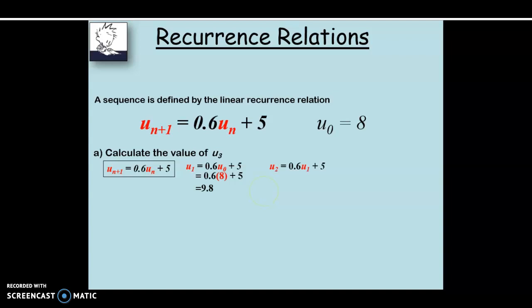To get u2, I need to take 0.6 and multiply it by my current value, which is 9.8, and add 5. So let's substitute in 9.8 for u1, calculate it, get 10.88. To get u3, I need to take 0.6 times u2, which is my current value, and add 5. So we'll substitute in the 10.88, calculate it, and we get 11.528. So our value of u3 is 11.528.